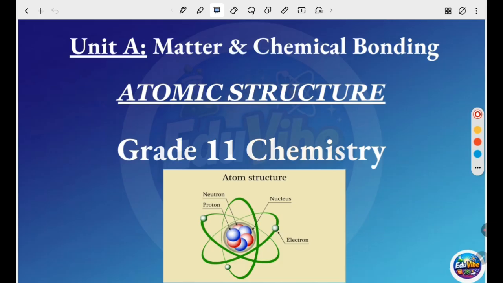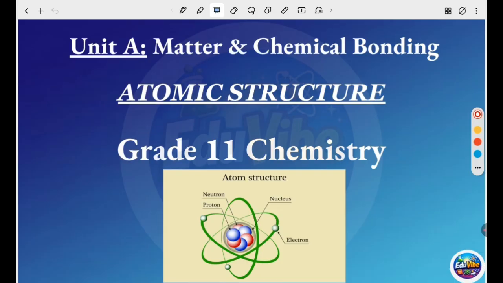Our first topic for chemistry is matter and chemical bonding. In this chapter, we will talk about matter and their chemical bonding. We will look at the different types of bonding, and the atomic structure is closely related to the periodic table concept, for which we made a separate video.